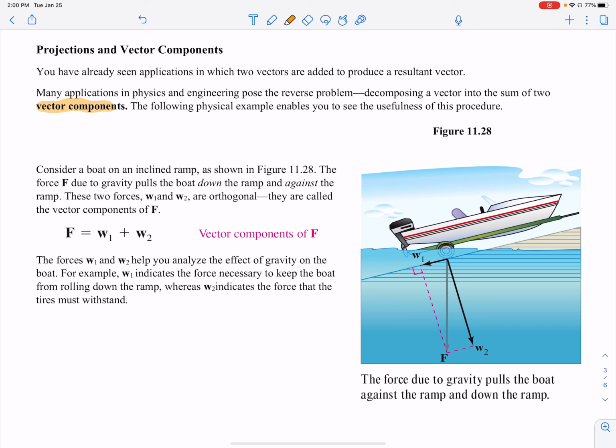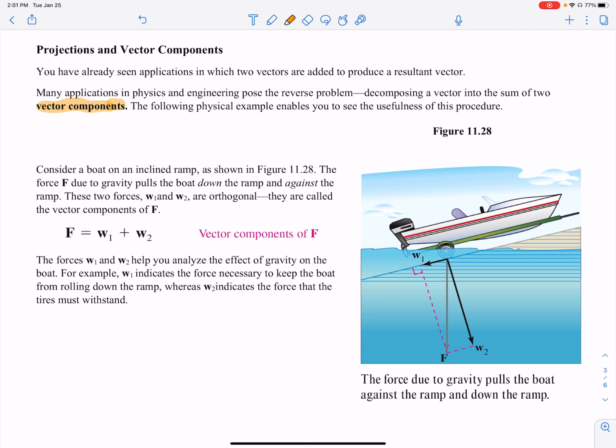What vector components means is that we're breaking it down into its horizontal, its x, and its vertical, y. This is essentially trig. It won't take any calc. The following physical example enables you to see the usefulness of this procedure. So I want to show you this. We have a boat here. It's on a ramp. Okay, there is a force F due to gravity.